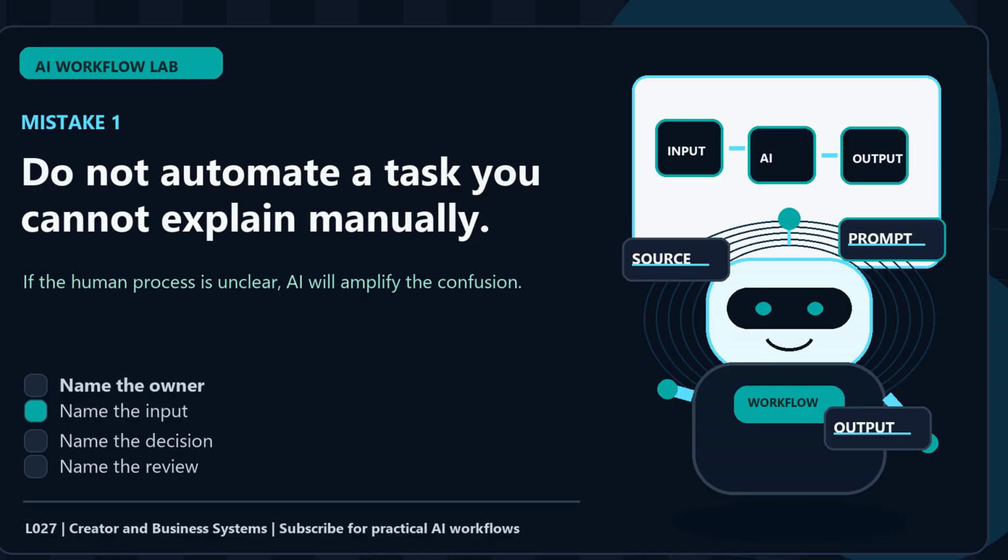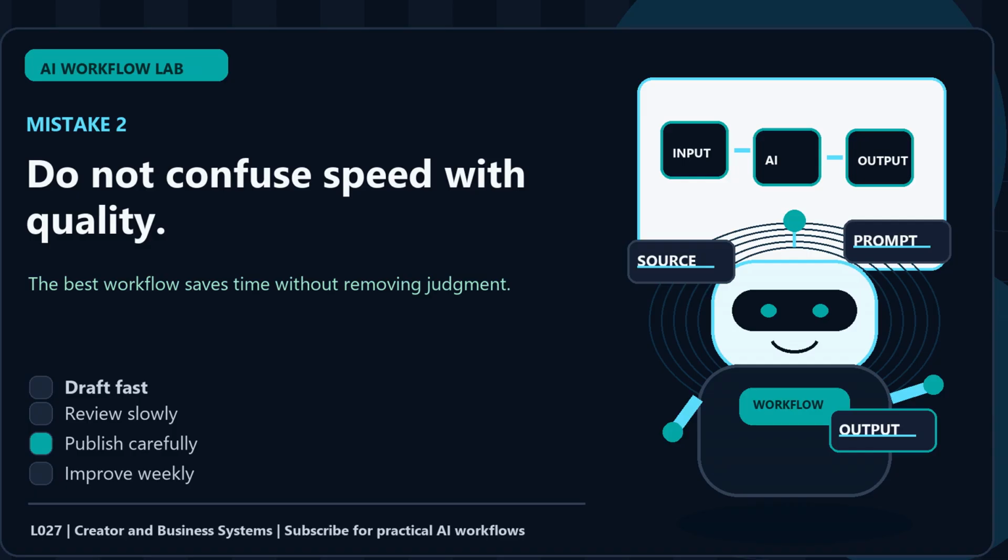For AI newsletter workflow, this matters because people often jump straight to software. They ask, what tool should I use, when the better question is, what decision am I trying to make repeatedly? Once the decision is clear, the tool choice becomes easier. Until then, more tools only create more places for work to hide.